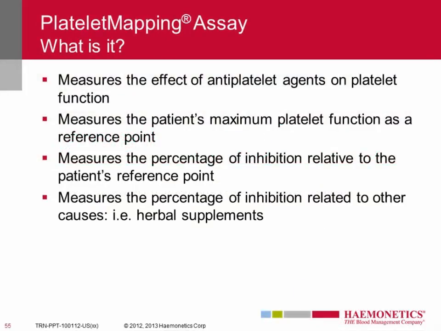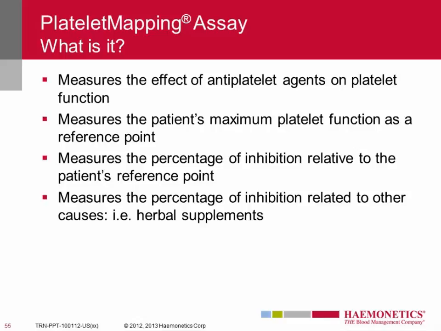Now we're going to move on to platelet mapping real quickly. Platelet mapping measures the effect of antiplatelet agents on platelet function. It measures the patient's maximum platelet function as a reference point, so we know exactly what that patient's coagulation process is. So that's one of the key things about platelet mapping: we actually identify what the patient's normal platelet ability to develop a clot is, and then from there we can measure and test the different platelet drugs to see how well they're functioning relative to that patient's normal coagulation process.